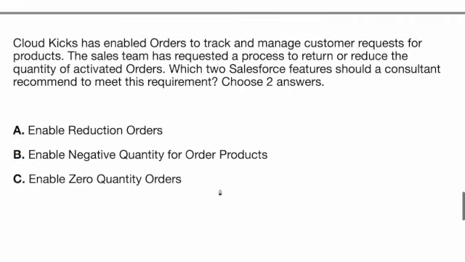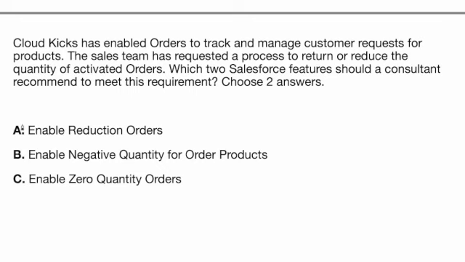So we're on to question 8. CloudCix has enabled orders to track and manage customer requests for products. The sales team has requested a process to return or reduce the quantity of activated orders. Which 2 Salesforce features should a consultant recommend to meet this requirement? Choose 2 answers. This is another one I think you have to memorize. These 2 features work in conjunction to help you return and reduce the quantity of activated orders.